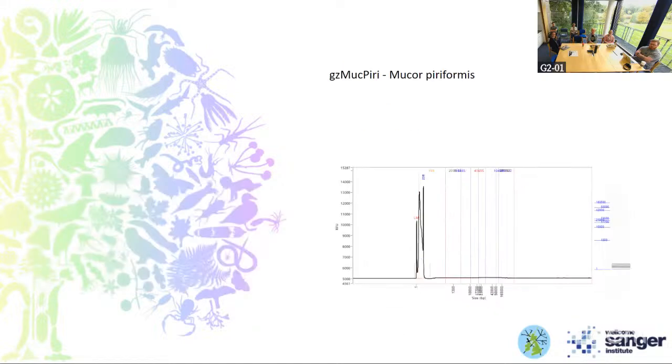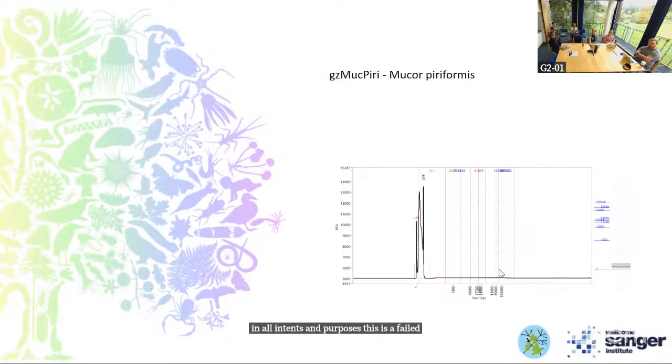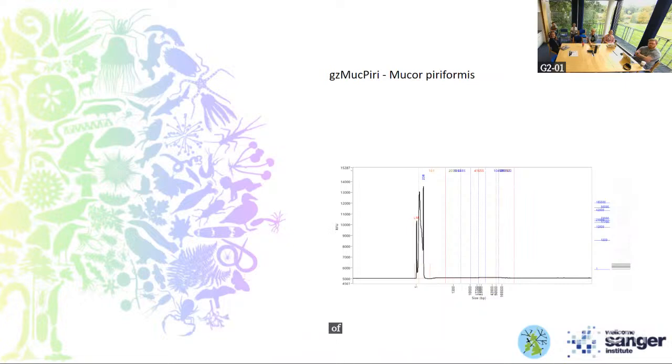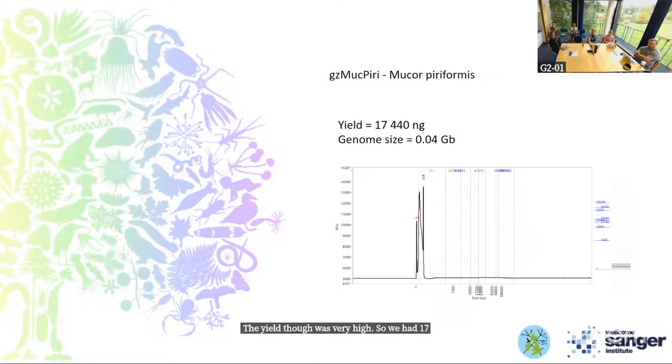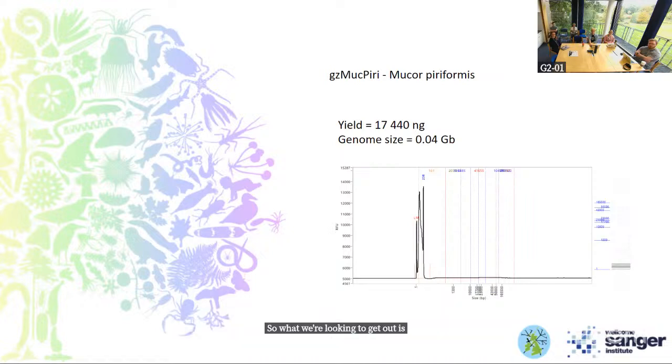Finally, we have a fungi here, again very reminiscent of the coral and the sponge sample that I showed you earlier. A really high molecular weight peak here. I mean, to all intents and purposes, this is a failed extraction. It's just one low molecular weight band of DNA. The yield, though, was very high. So we had 17,000 nanograms, and the genome size is tiny. So all we're looking to get out is a minimum of 150 nanograms of DNA that we could put forward into library prep.